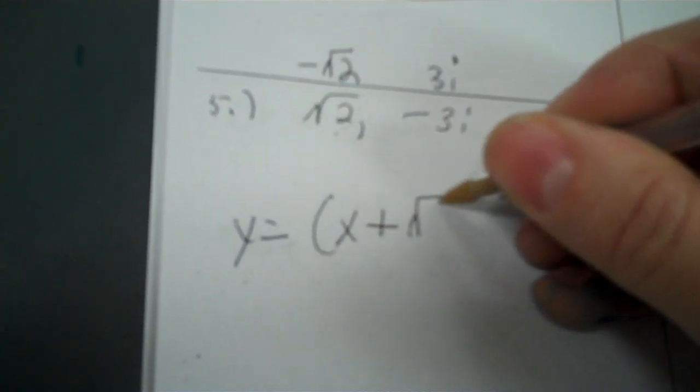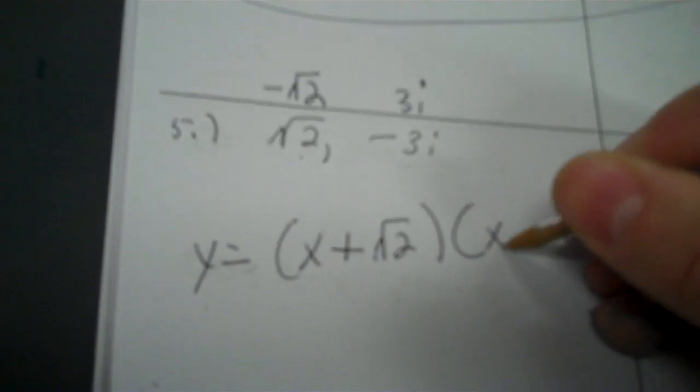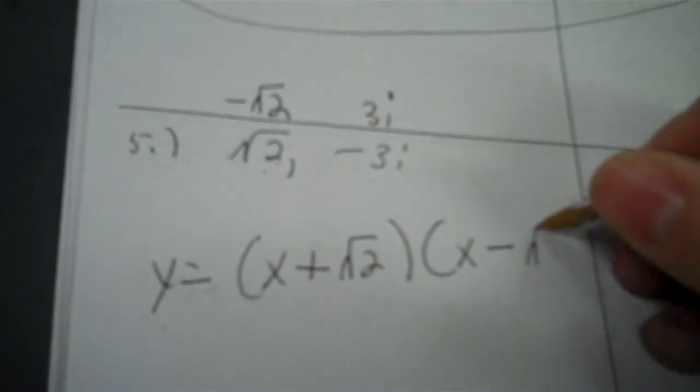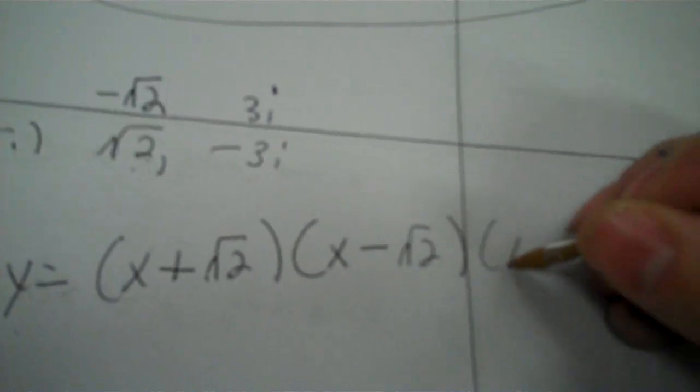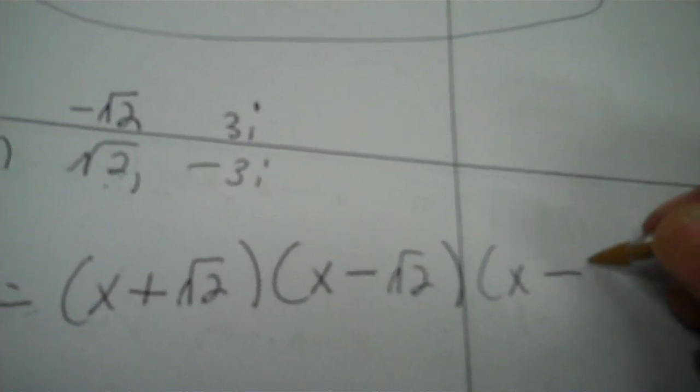x minus, I'll do that one first, and I switch it to plus square root of 2. X minus, and then I just put square root of 2. X minus, and I put 3i.